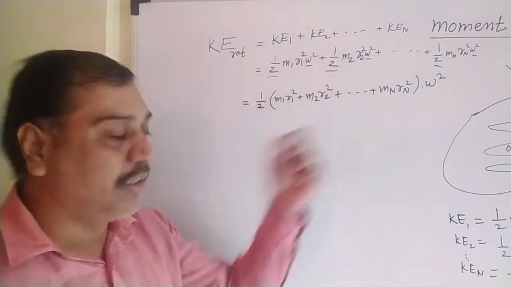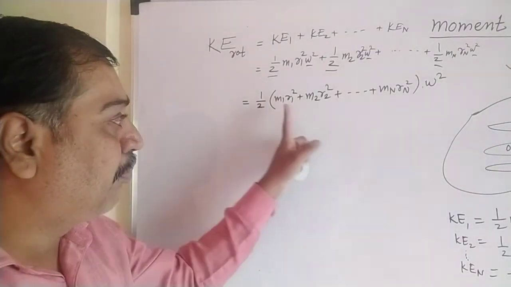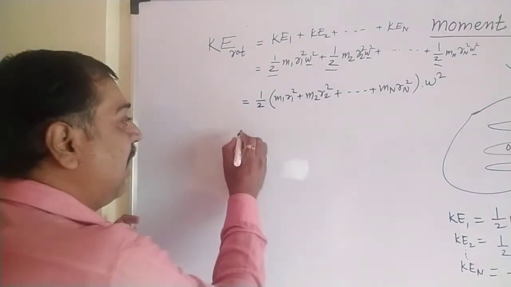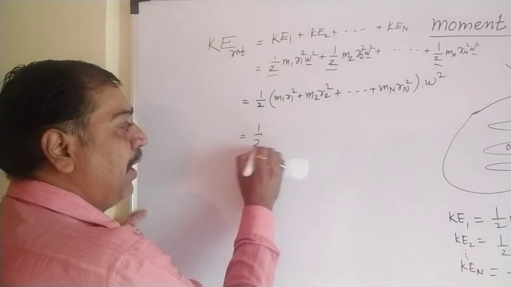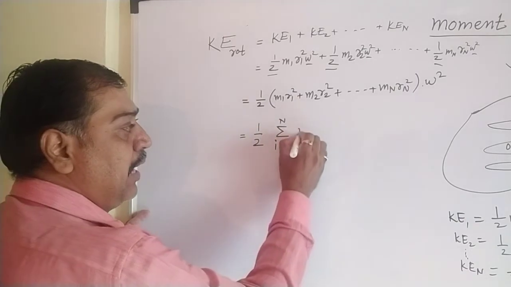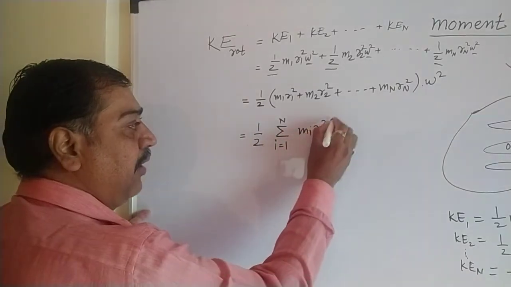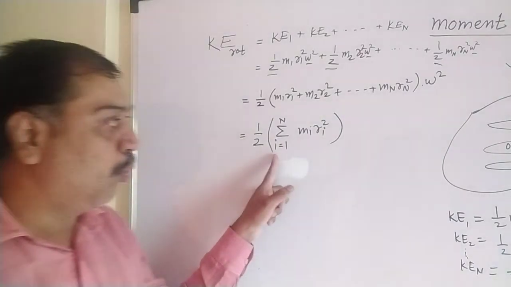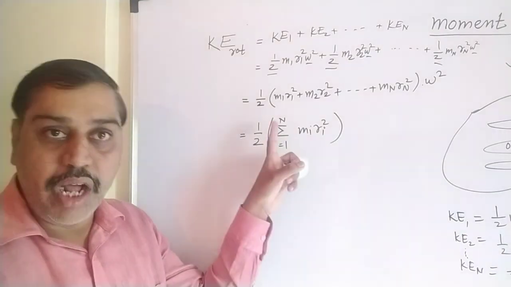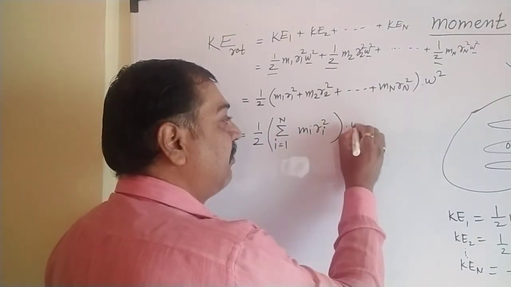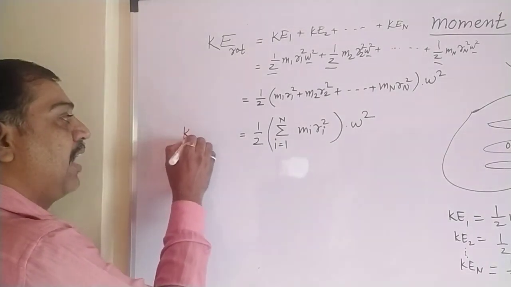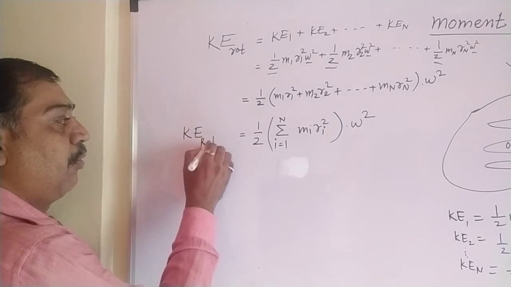Now this bracketed term is nothing but the addition of the products of mass and distance from the axis of rotation squared for all particles. So you can write this as 1 by 2 summation of i varies from 1 to n of mi ri square, and this can be written as i equal to 1, m1 r1 square, plus i equal to 2, m2 r2 square, up to n, into omega square as it is. This is the rotational kinetic energy, the kinetic energy said to be for rotational motion.